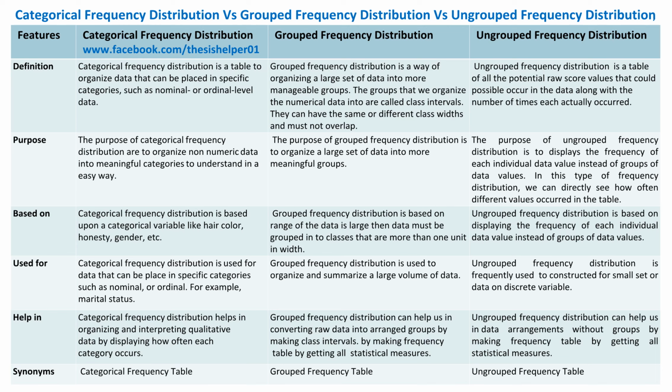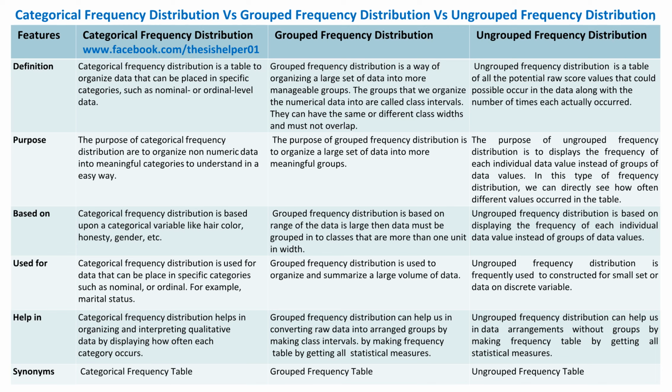values. Categorical frequency distribution is used for data that can be placed in specific categories such as nominal or ordinal. For example, marital status. Whereas, grouped frequency distribution is used to organize and summarize a large volume of data. Whereas, ungrouped frequency distribution is frequently used for a small set of data on a discrete variable.